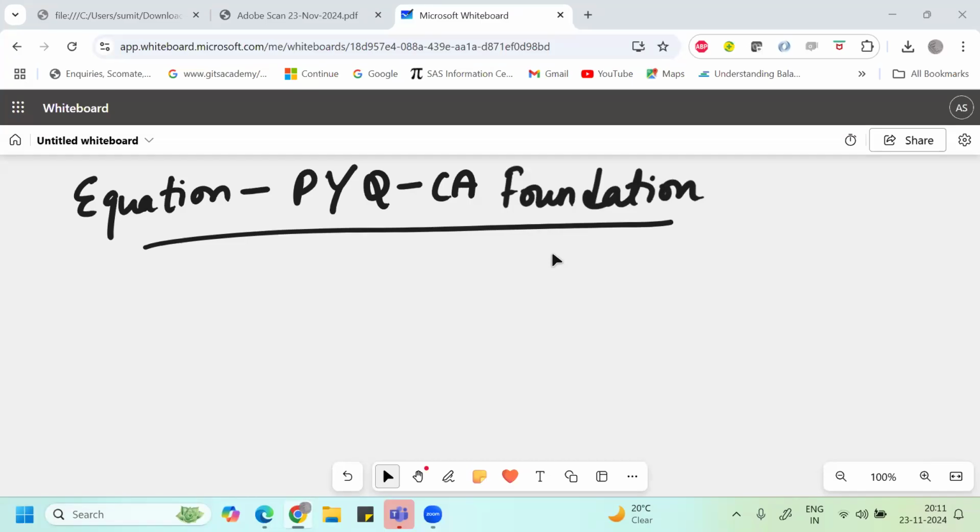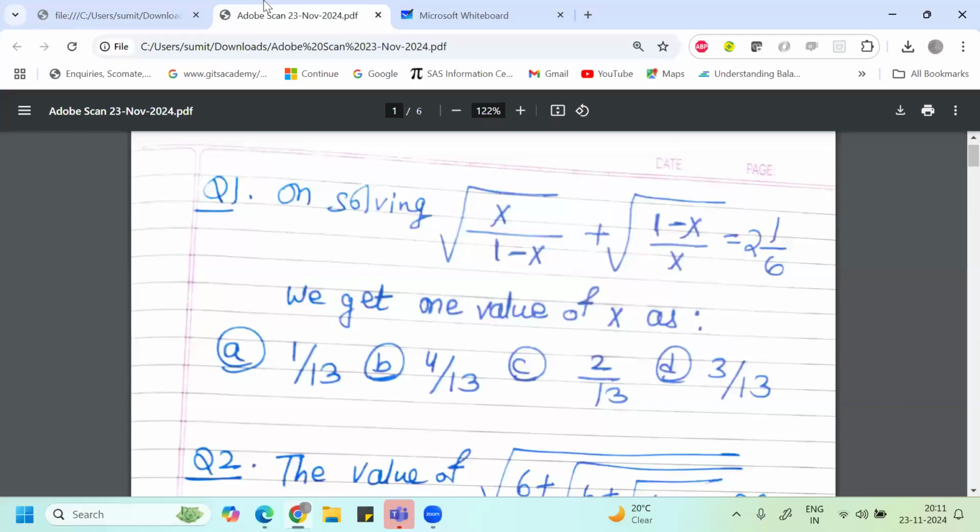Welcome everyone to the class on equation, where we are discussing the previous year questions of CA Foundation exam. So one by one, we'll discuss all the questions. This is question number one. Now tell me, how will you do this question?